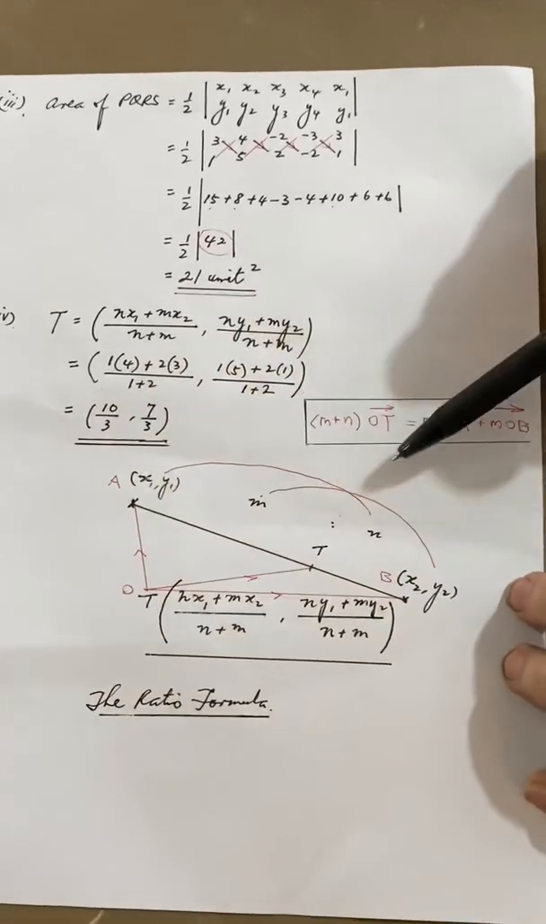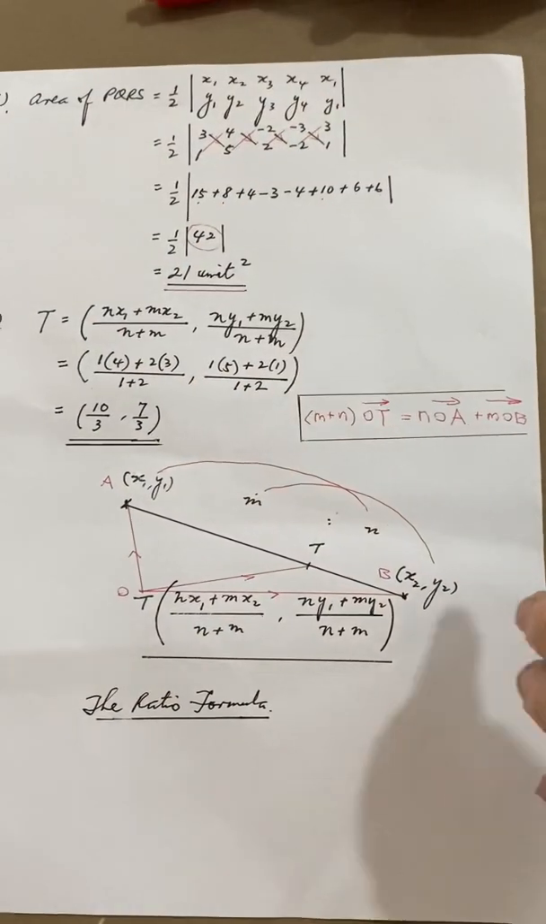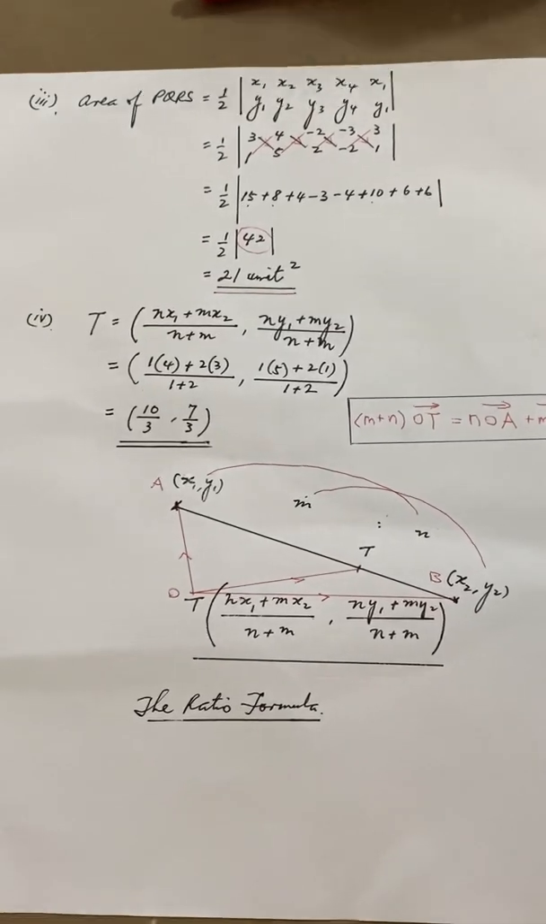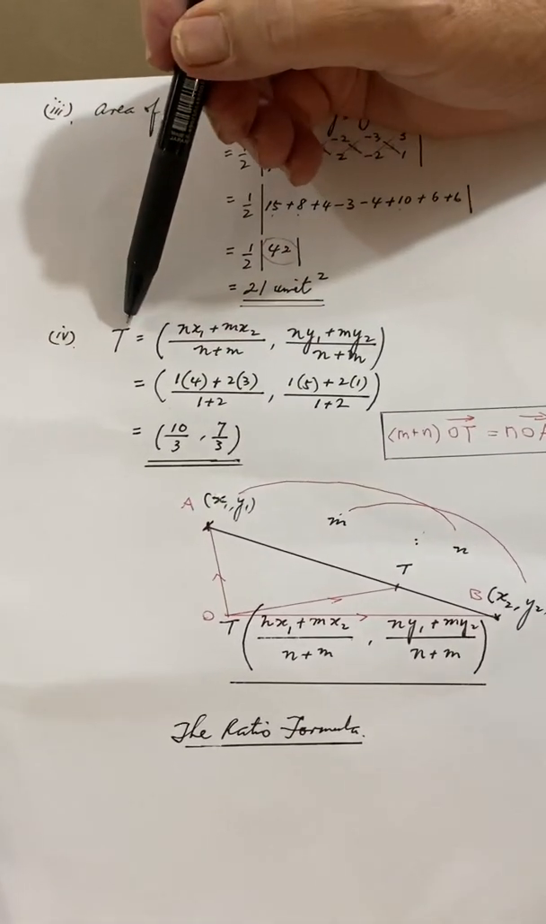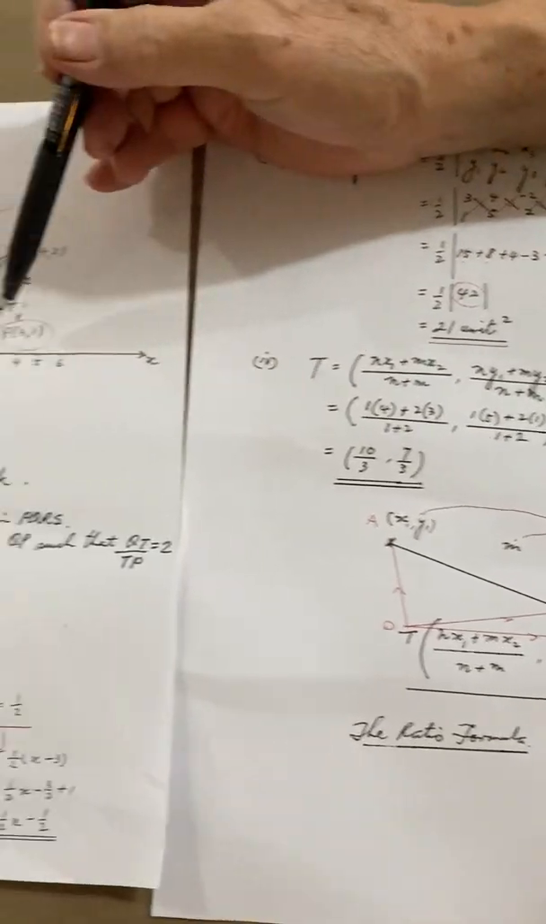Also note that if m is equal to n, this just becomes the midpoint formula. Okay? So with that, you can check for yourself that you can locate the coordinates of point T.